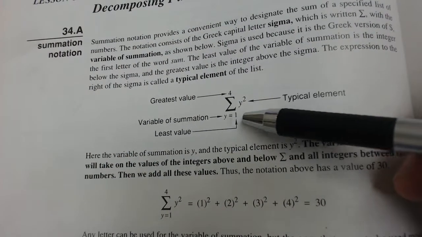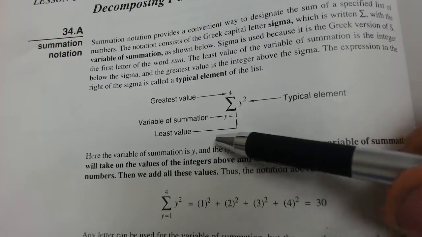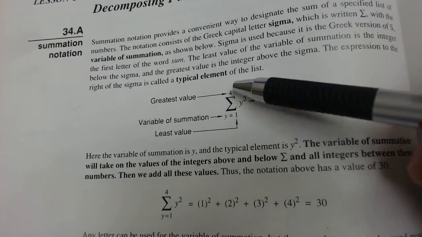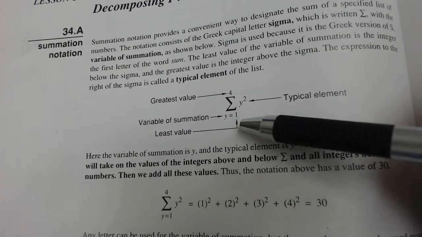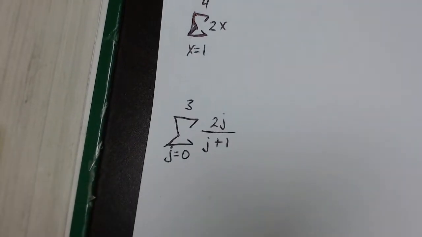From here, we have to remember the bottom number and the top number. The bottom number shows us the least value, or our starting value. The top number shows us our final value, or our greatest value. And we're going to be testing the sum of all of those values plugged into this equation. So to show you what that looks like, we'll take an example over here.